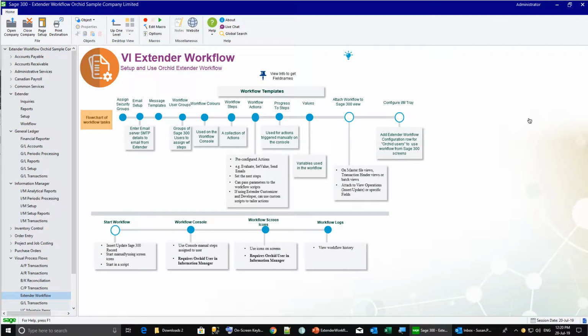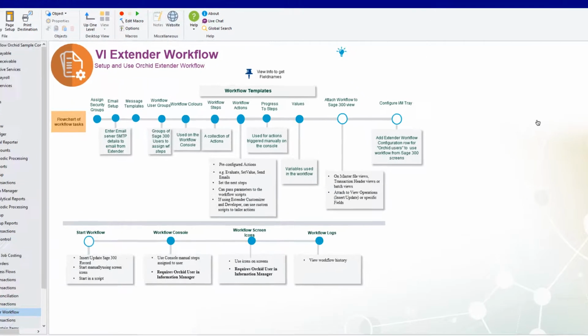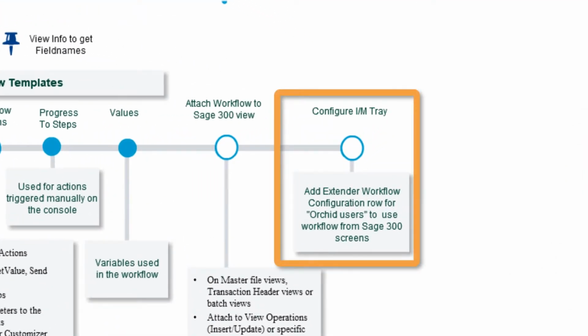We've now configured Extender to send emails, have some workflow user groups and colors, and used those in a workflow template. We have attached that workflow to a Sage 300 GL view so that the workflow starts when a new GL record is inserted. The next step, to facilitate collaboration between users, is to configure the Information Manager tray so that the workflow icons can be seen from a Sage 300 screen.